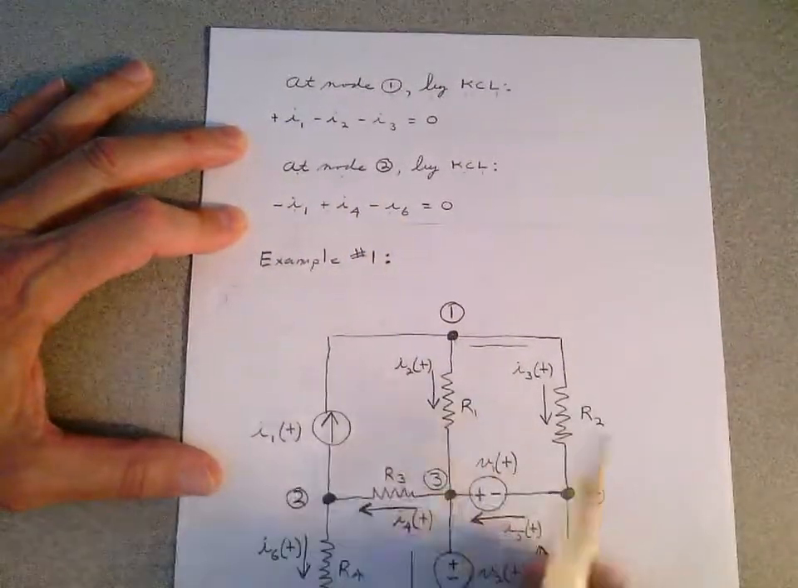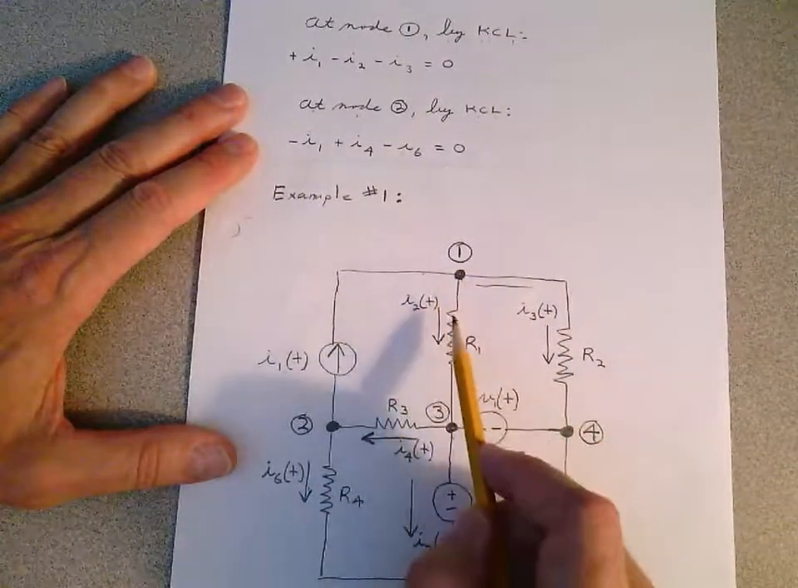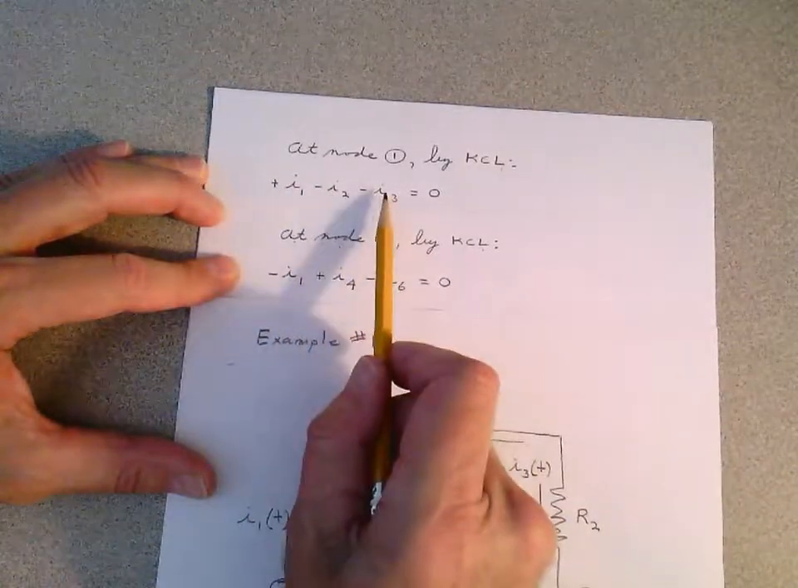So you don't miss any. That's a good check. Let's look up here. How many currents? 1, 2, 3. And there they are. 1, 2, 3.